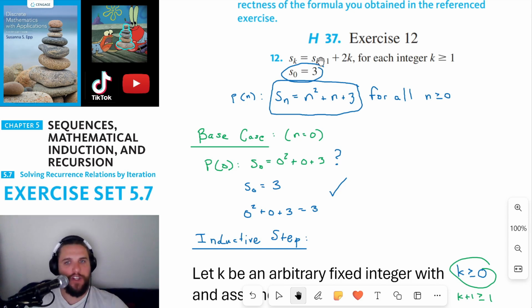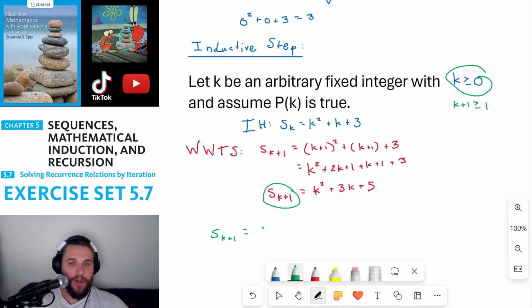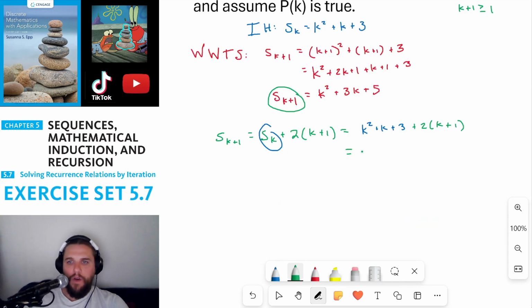So the recursive definition says that each term is the previous term plus 2 times whatever that value of the index variable is. So S sub k plus 1 is just going to be S sub k plus 2 times k plus 1. But we know what S sub k is. S sub k is k squared plus k plus 3 according to the inductive hypothesis. So we can do some substitution here and rewrite this as k squared plus k plus 3 and then plus 2 times k plus 1, which can be simplified to k squared plus 3k plus 5.